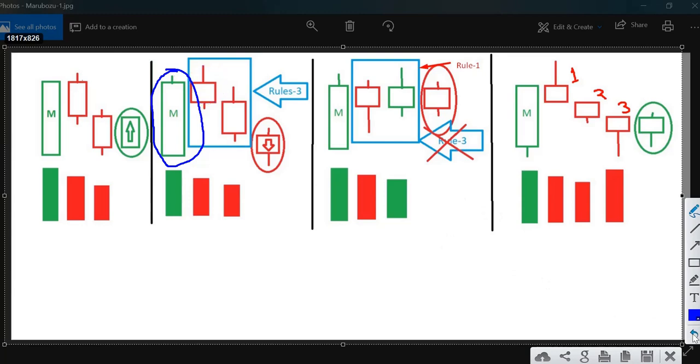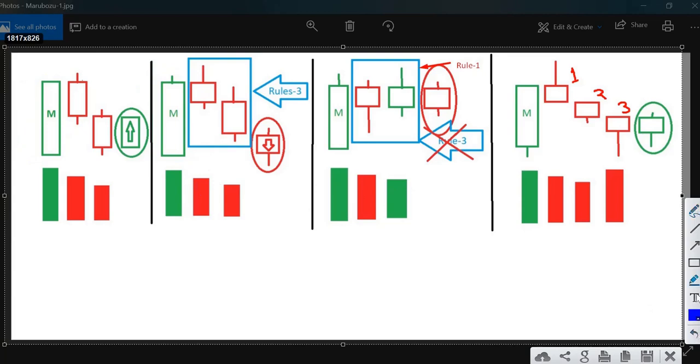Okay, that means this volume is which volume? Buyer's volume. Okay, but this scenario is different. This scenario and that scenario are different. Okay, we will not mix these scenarios.